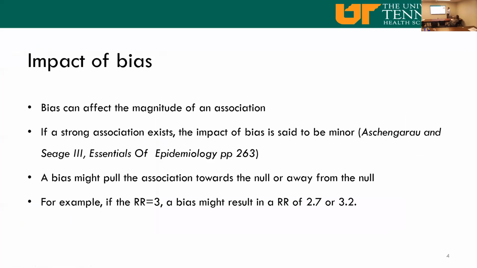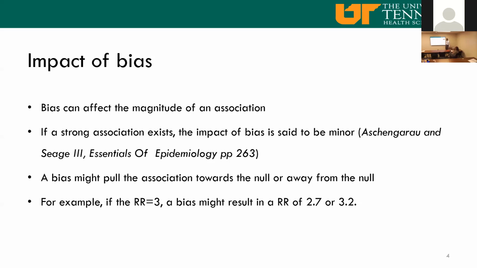So bias can affect the magnitude of an association. It says that if there is a strong association between two variables, the impact of bias is said to be minimal. If there is a strong association, the impact of bias is minimal. But if there is a weak association, the impact of bias might be huge. A bias might pull the association towards the null or away from the null.